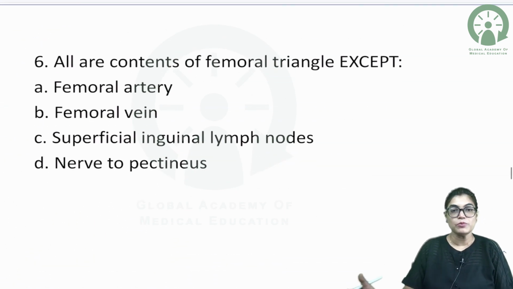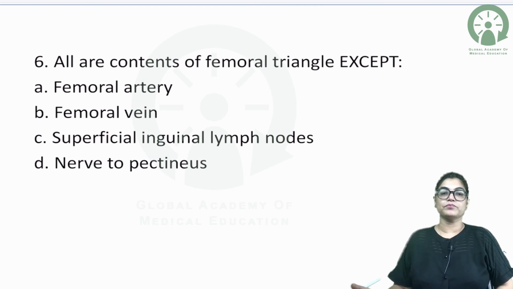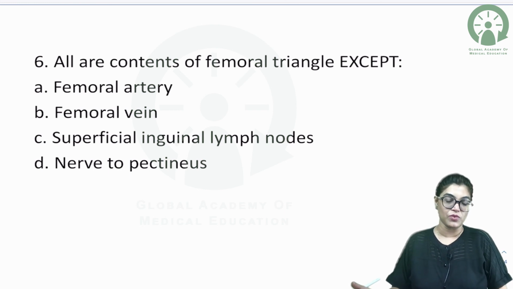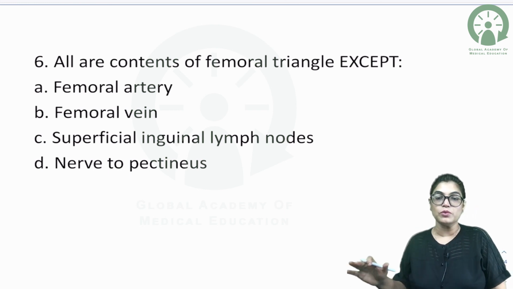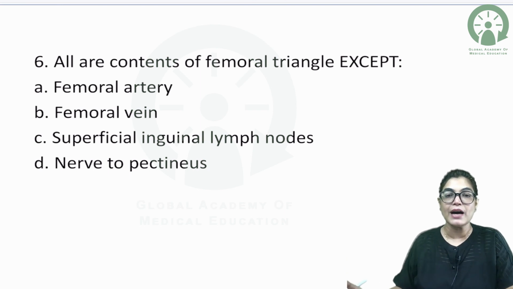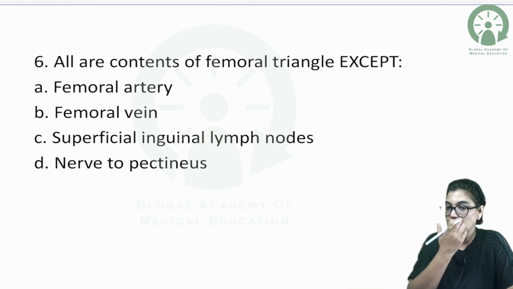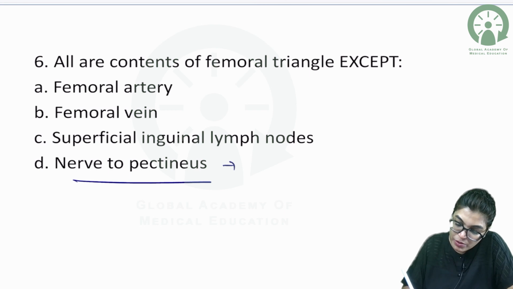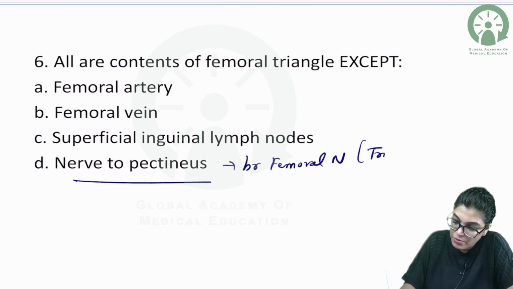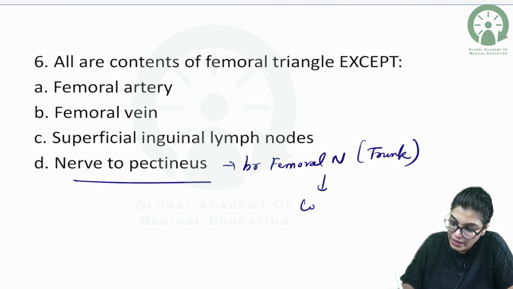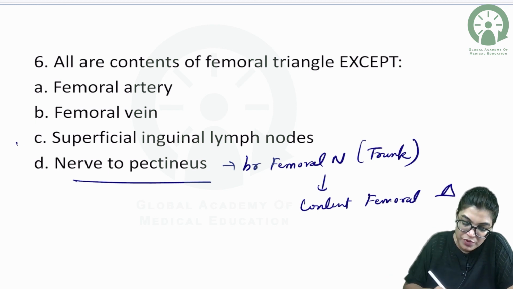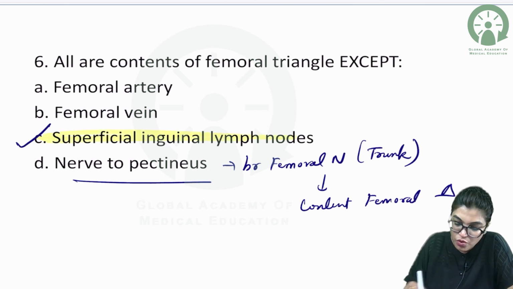All are the content of femoral triangle except. So, we have got following options: femoral artery, femoral vein, nerve to pectineus, superficial inguinal lymph node. Please don't get confused with nerve to pectineus. Actually, nerve to pectineus is a branch of femoral nerve, given from the trunk part of femoral nerve, and it is also the content of femoral triangle. But we know that superficial inguinal lymph node is the content of roof of femoral triangle.